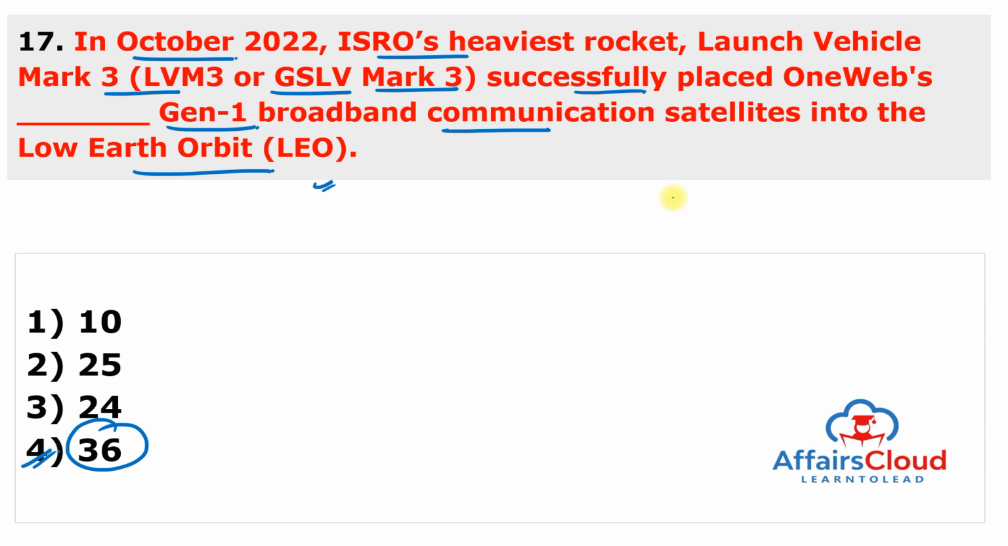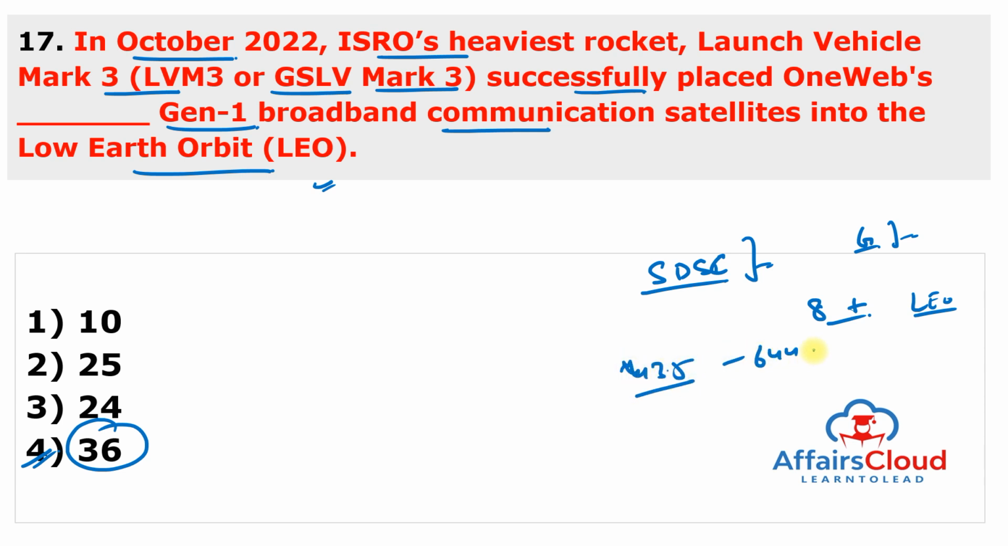And the rocket was launched from the second launch pad of the Satish Dhawan Space Center, which is situated in Sriharikota, Andhra Pradesh. And this LVM-3, formerly known as the Geosynchronous Launch Vehicle Mark III or GSLV MK3, can carry up to 8 tons into the low Earth orbit. And the 43.5 meter LVM-3 weighs around 644 ton. And this mission is also known as OneWeb India 1 mission.